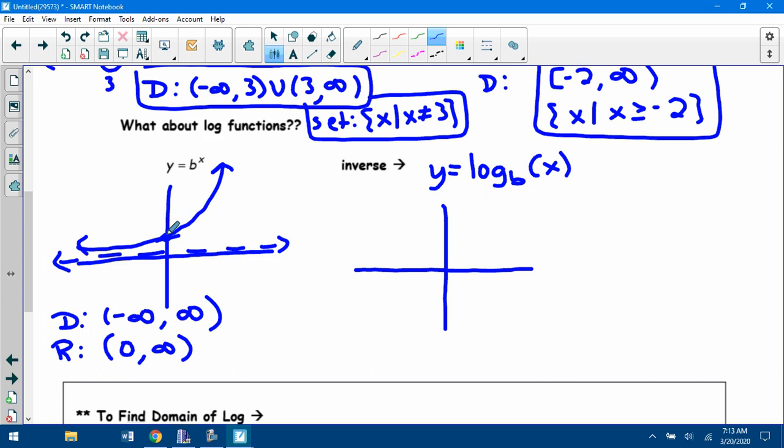Instead of 0, 1, what point would I have over here? 1, 0. And instead of y equals 0 being an asymptote, I'd have x equals 0 being an asymptote. And your graph would look something like this.